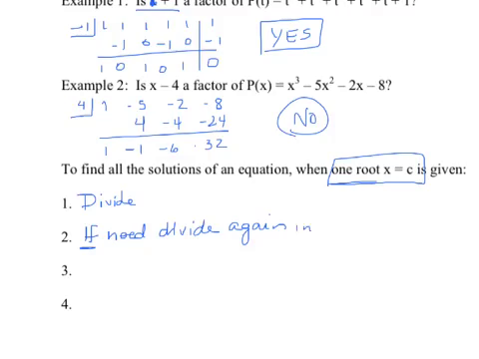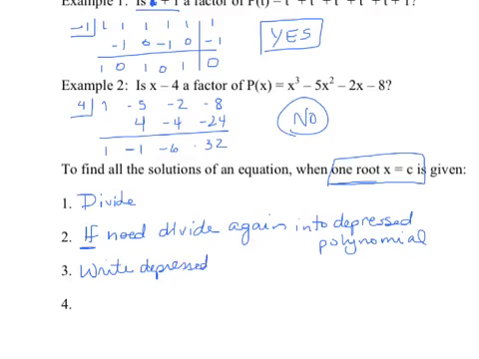Divide again into the depressed polynomial. Don't go back to the very beginning. In this situation, it is not a good place to start. Okay, you're going to write your depressed polynomial, and if your exponent is 2, why that? Because that is quadratic and we can factor it.